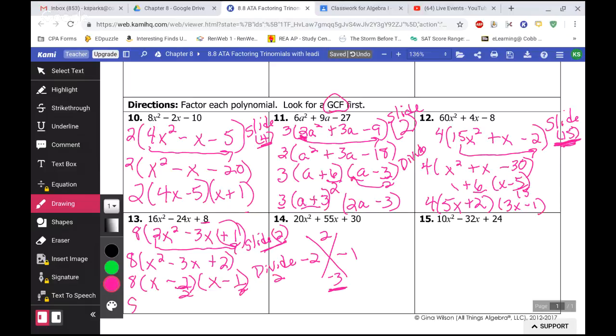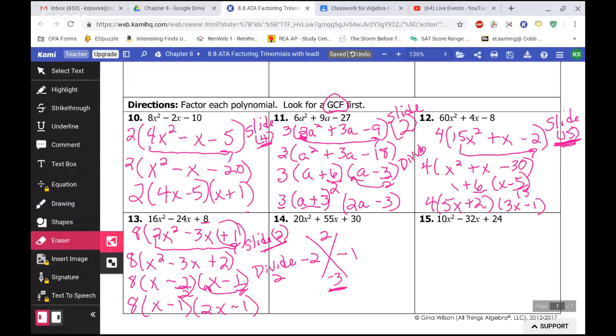So 2 divided by 2 is 1. 1/2 does not reduce to be a perfect integer, so we'll do bottoms up. So my final answer is 8 times x minus 1 and 2x minus 1.